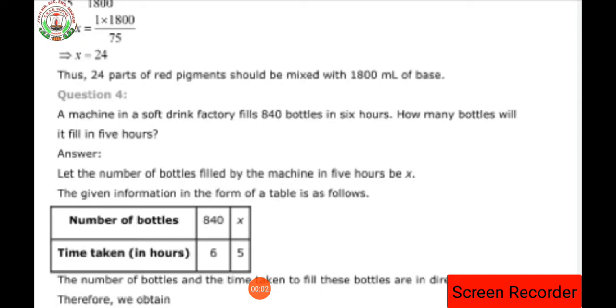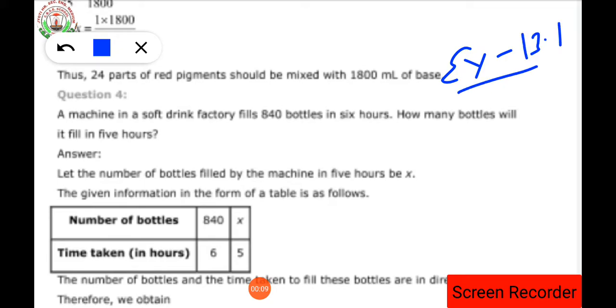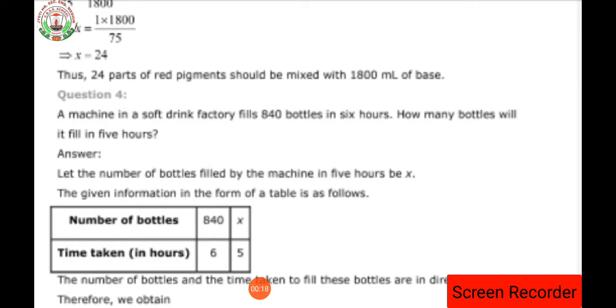Hello everyone, today we will have the revision of exercise 13.1, questions number 4, 5 and 6. In the previous video we had already done the revision of questions 1, 2 and 3, isn't it? So let's see the revision of question number 4.